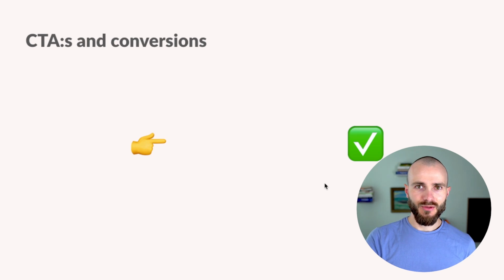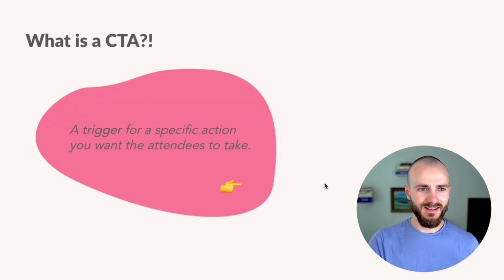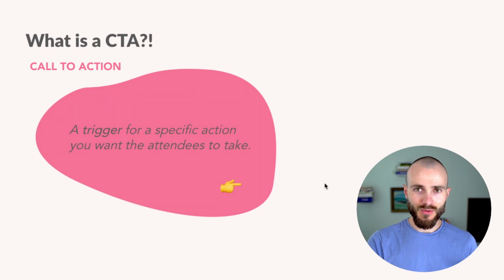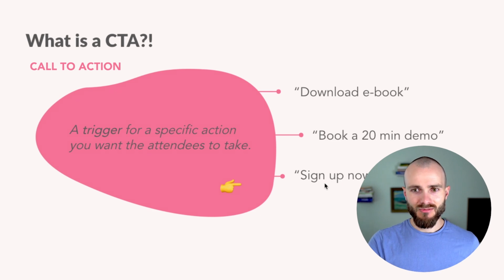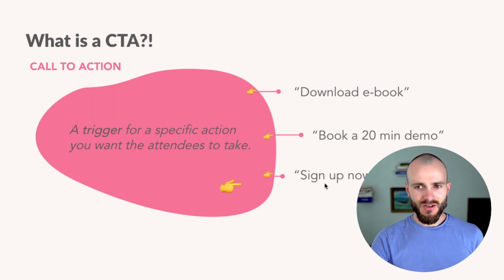CTAs and conversion, what is that to start with? Well, the CTA is a trigger for a specific action you want the attendees in your webinar to take. It could be a button or a link saying download ebook, book a 20-minute demo, or sign up now. These are triggers to make people convert towards a goal.